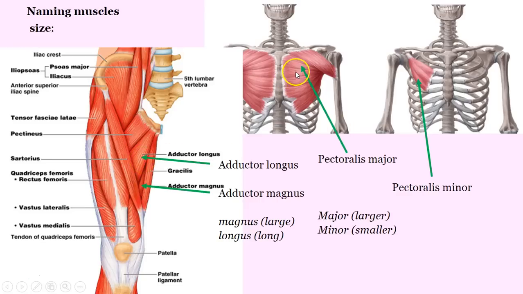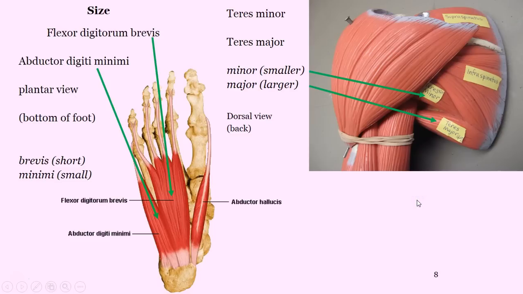Pectoralis major, I mentioned these, and minor, larger, smaller. Size, we've been talking about minor and major. Brevis, short. And that's different than minimus, or minimi really, which means small. Oops, here we go, small.